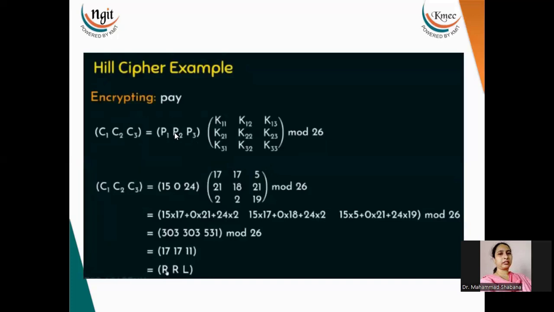Let us take the first P1 term. The P1 term is PAY. So let us take C1, C2, C3 is equal to P1, P2, P3. The P1 value: P has the corresponding number 15, A has 0, Y has 24.